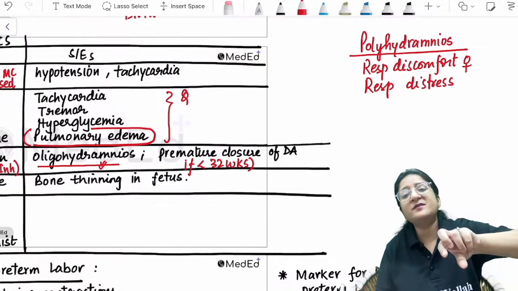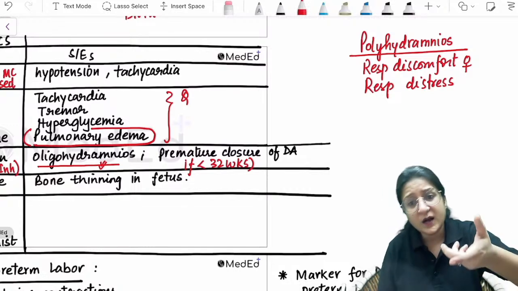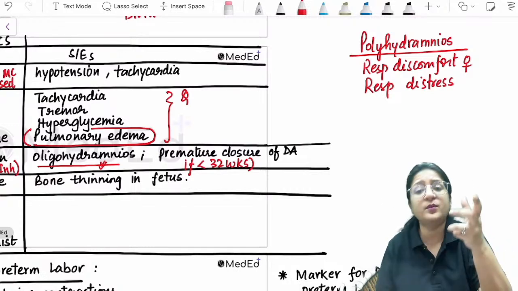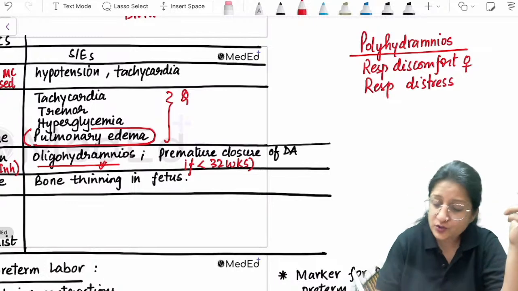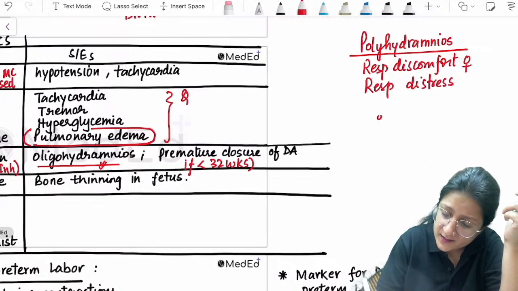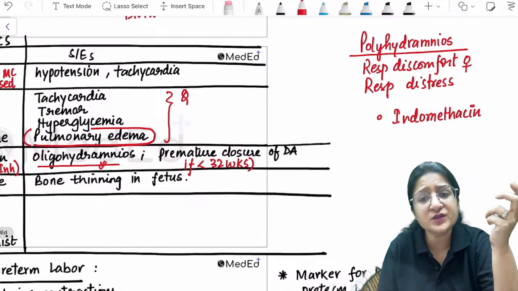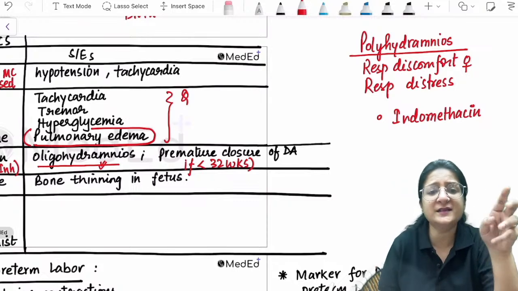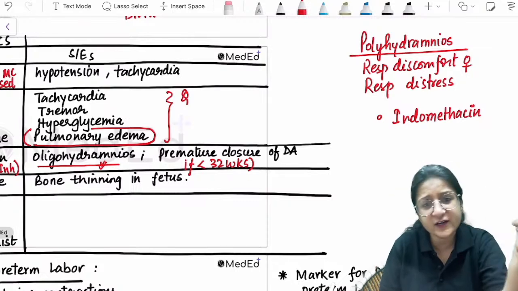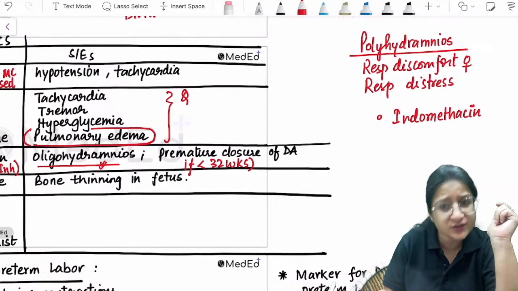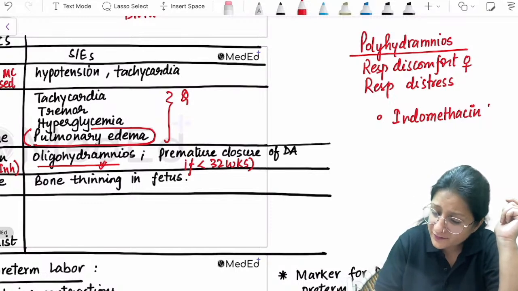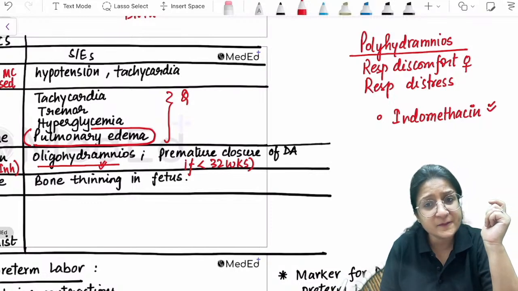And then in your exam they had asked this question: what to do, can anything be done for this polyhydramnios? The drug that could be used is indomethacin. But if I am going to use indomethacin and she is less than 32 weeks, it will lead to premature closure of the ductus arteriosus. So that was the side effect, and they had asked a question on this, right?